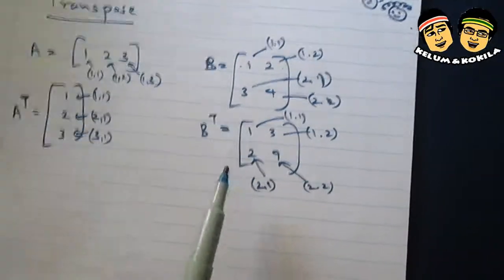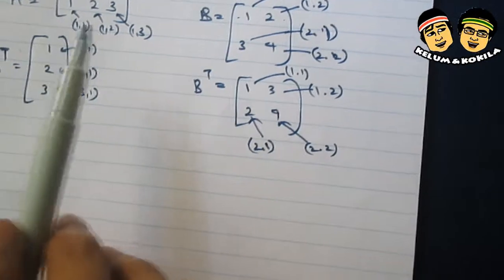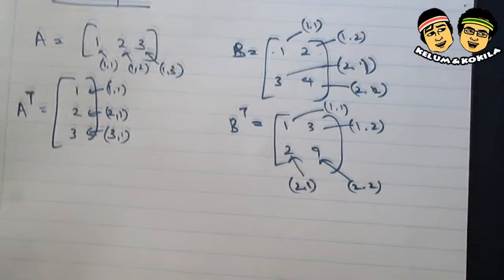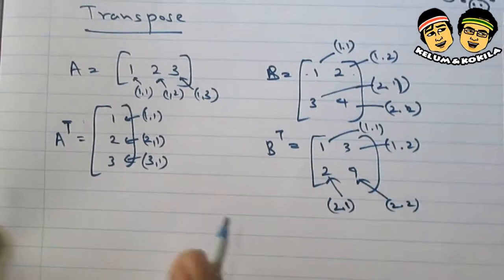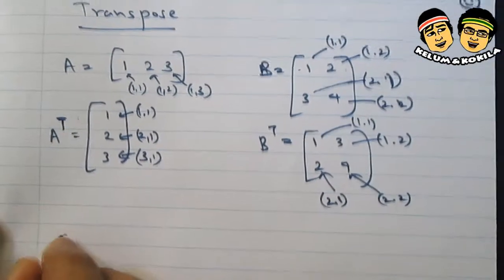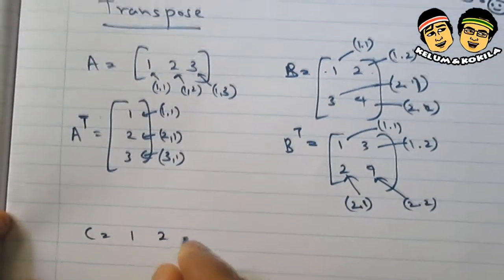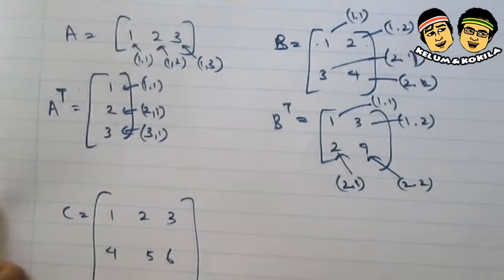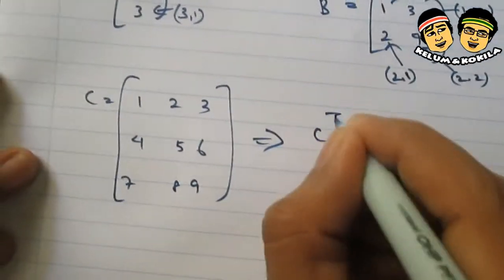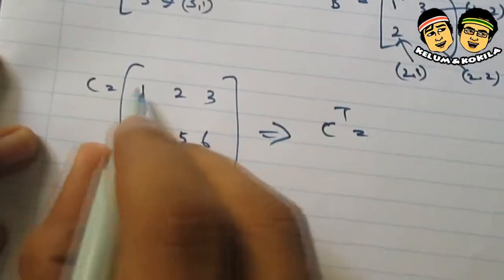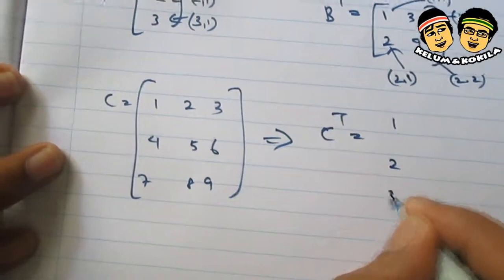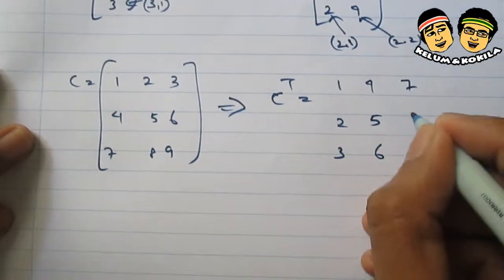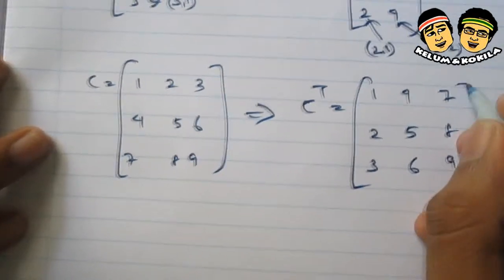So sometimes, if you take a 3 by 3 matrix, say C is equal to 1, 2, 3, 4, 5, 6, 7, 8, 9, the transpose of this matrix, C to the power t, will be: this row will become a column 1, 2, 3, this row will also become a column 4, 5, 6, and this row will also become a column 7, 8, 9. So that's pretty simple.